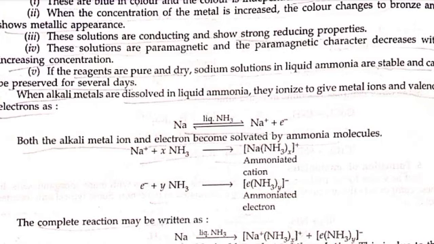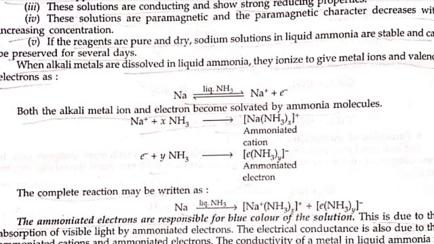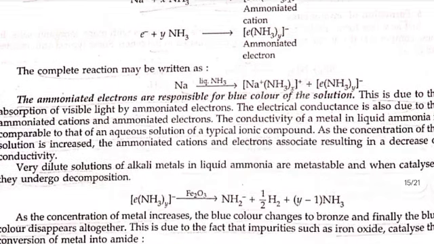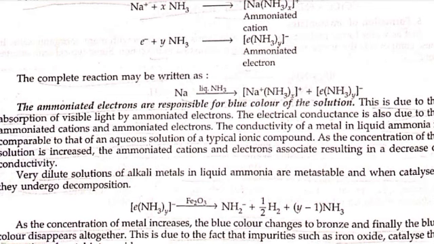Sodium solutions in liquid ammonia are stable and can be preserved for several days. When alkali metals are dissolved in liquid ammonia, they ionize to give metal ions and valence electrons: sodium in liquid ammonia gives sodium ion and electrons. Both the alkali metal ion and the electron become solvated by ammonia molecules. Na+ plus xNH3 gives Na(NH3)x+, the ammoniated cation. Electrons plus yNH3 gives ammoniated electrons. The complete reaction may be represented as sodium in liquid ammonia gives ammoniated cations and ammoniated electrons.